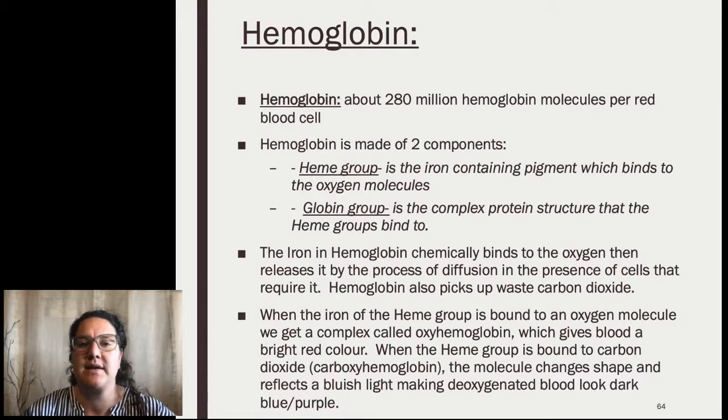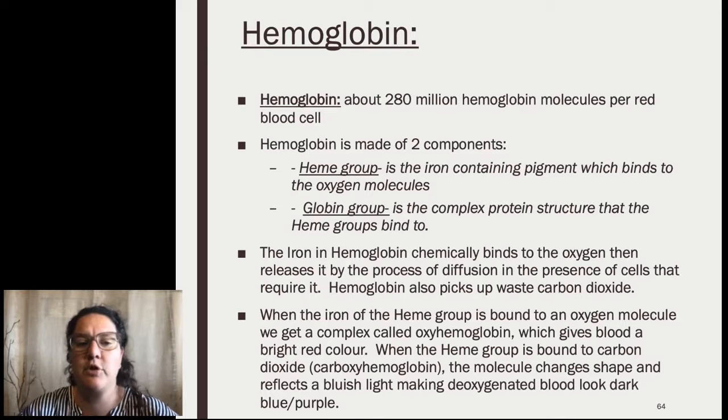Each red blood cell has about 280 million hemoglobin molecules, which are made up of the heme group, which is what contains the iron to bind to the oxygen, and the globin group, which is the complex protein structure that the heme binds to. So the globin is on the blood, and then the heme is on the globin, and the iron in the heme is what binds to the oxygen.